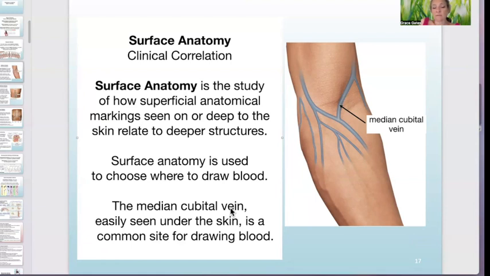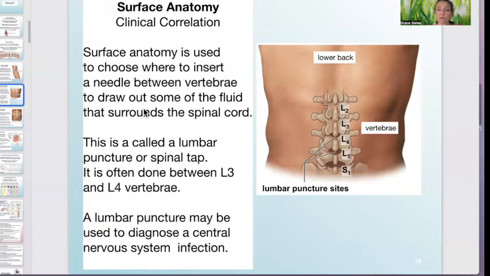So surface anatomy is used to choose where to draw blood, for example. The median cubital vein is easily seen under the skin and is a common site for drawing blood. If you've ever drawn blood, or if you've ever had your blood drawn, you'll know that there are a lot of very visible veins in the antecubital region, or the region in front of the elbow joint. Here's another clinical correlation for surface anatomy.